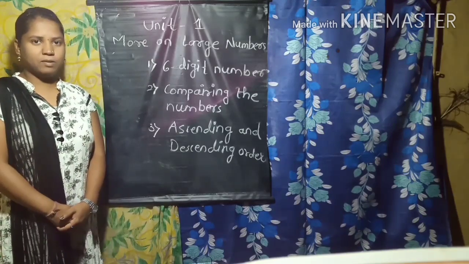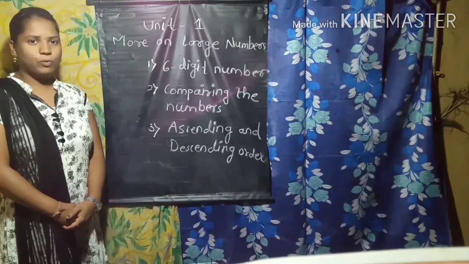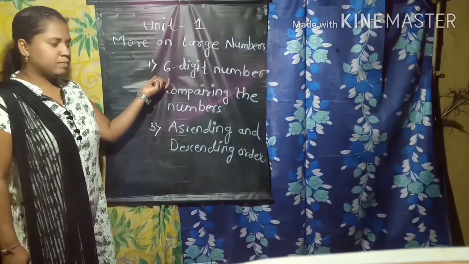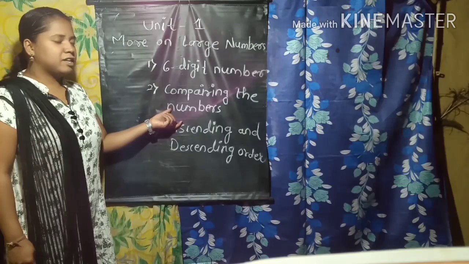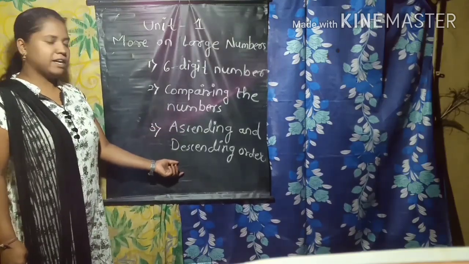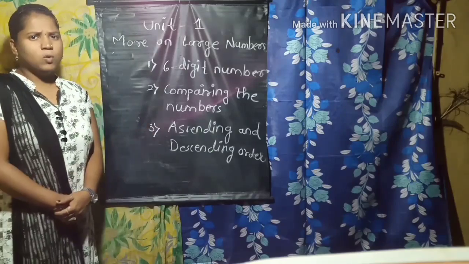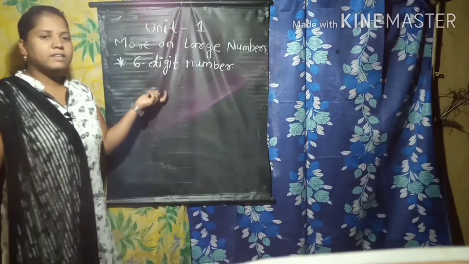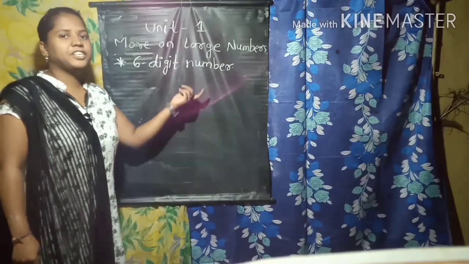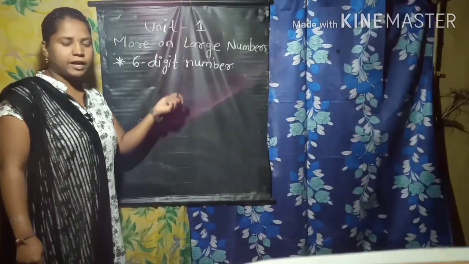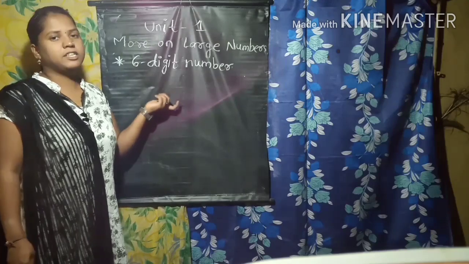It's learning time. So today in this video we are going to cover 3 points: 6 digit numbers, comparing the numbers, and the third one is ascending and descending order. So now let us study one by one. Let us study the first one, that is 6 digit number. How to form a 6 digit number, how to read it, and how to write a 6 digit number.